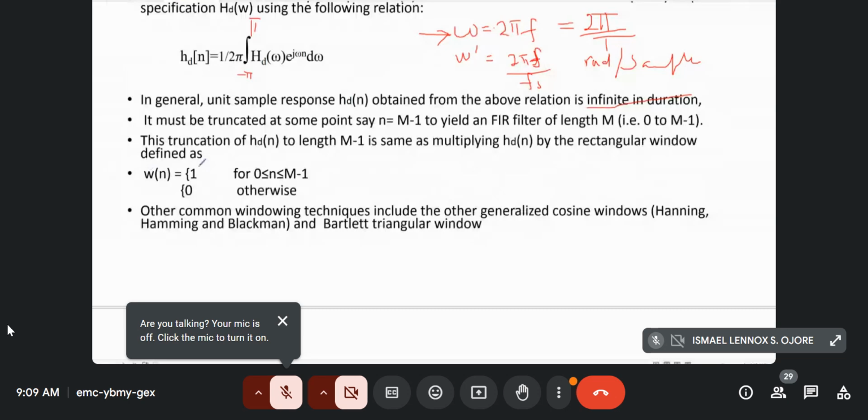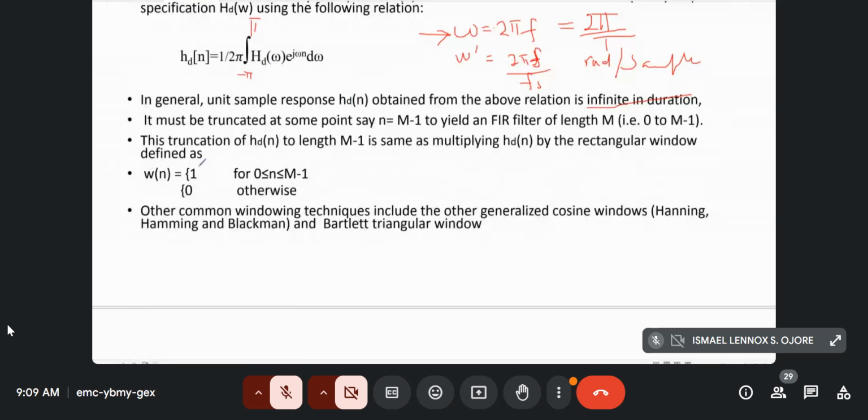Other common windowing techniques include the Hanning window, Hamming window, Blackman window, and the Bartlett triangular window. I think I have got the formulas for this, opposite w(n), which is just 1, and then of course I have them for Hamming and Blackman. I don't know whether they are here or in another document. Later we are going to see them. So where were we?